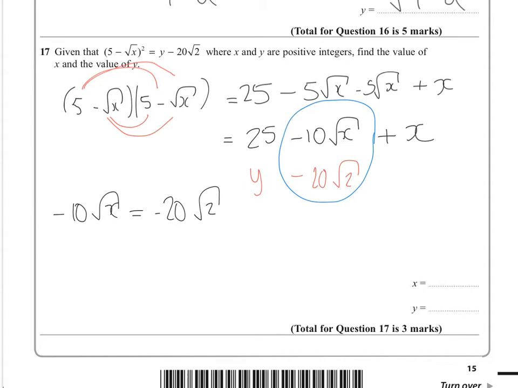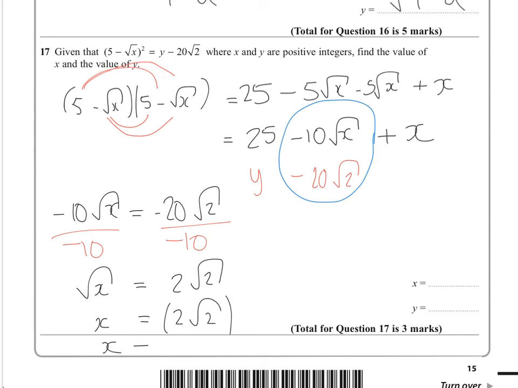So therefore dividing both sides by minus 10, giving me root x equals minus 20 divided by minus 10, negatives will cancel, 20 divided by 10 gives me 2, so 2 root 2. Opposite of a square root is a square, so if I square both sides, 2 root 2 squared, so x equals 8. Once we found x equaling 8, well actually the other bits that we've got left in the equation is that the y must equal the bits left over.